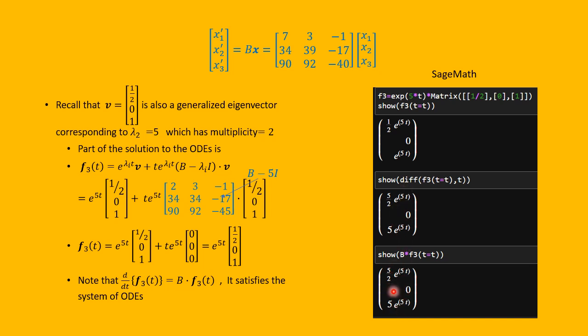Comparing these two, we can see that the derivative of f sub 3 is equal to B times f sub 3. This is true. The derivative of f sub 3 of t is equal to B times f sub 3 of t. That means that f sub 3 of t satisfies this equation up here, x prime equals B times x. So this is a third solution to our differential equation. We have found 3 linearly independent solutions to our 3x3 system of first order differential equations.